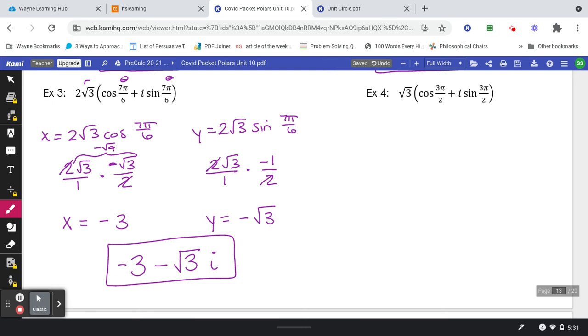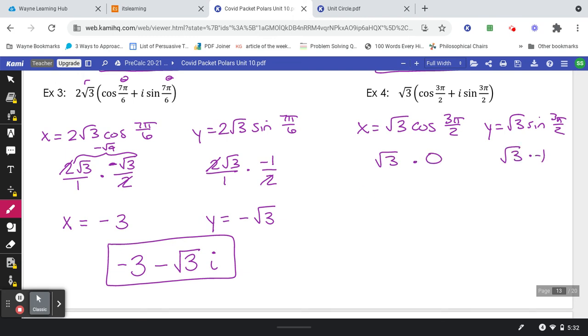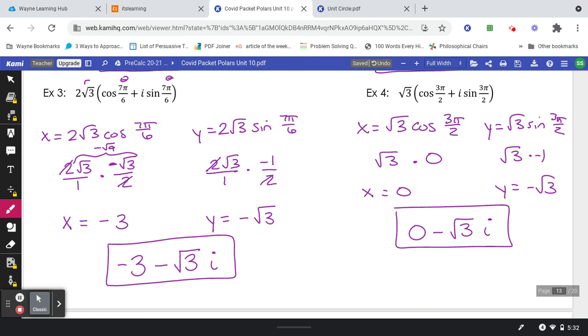Example 4, now would be a good time to pause the video. Try this problem on your own. Make sure you can get it. Fast forward a little bit, check your work. All right, so you should end up with 0 minus square root of 3i. All right, very nice job.